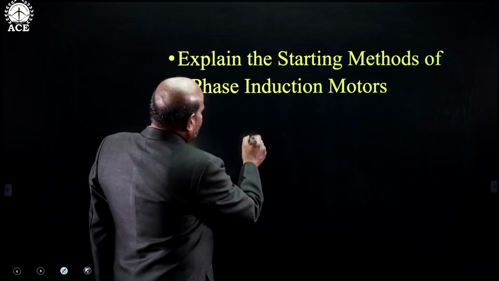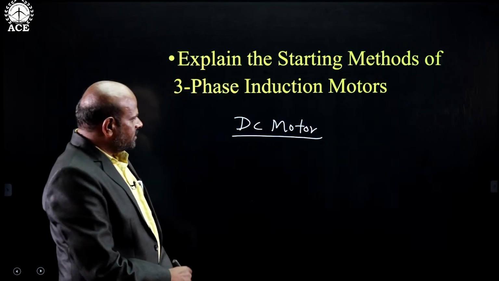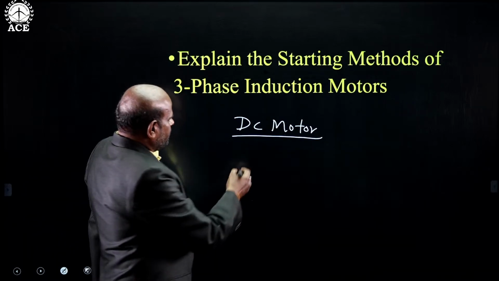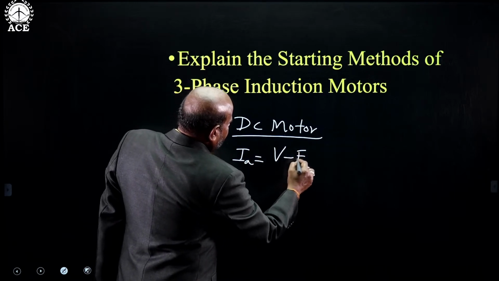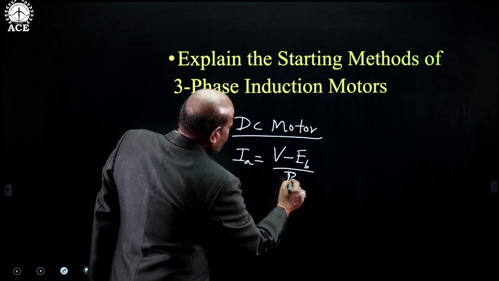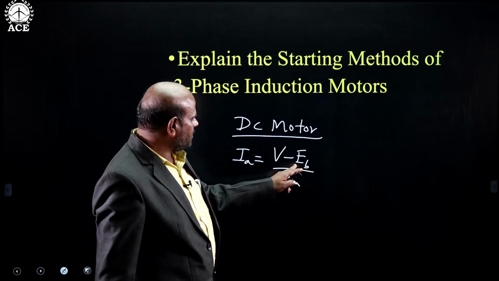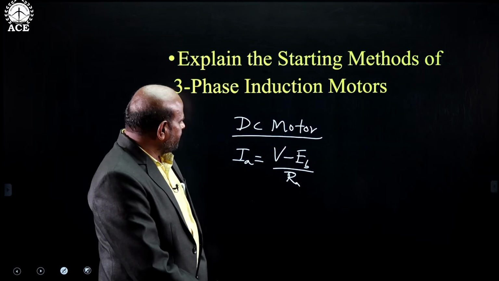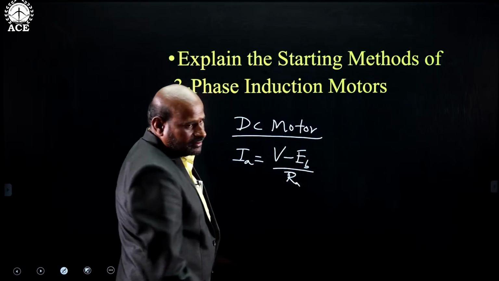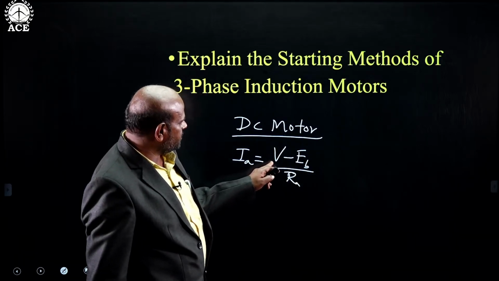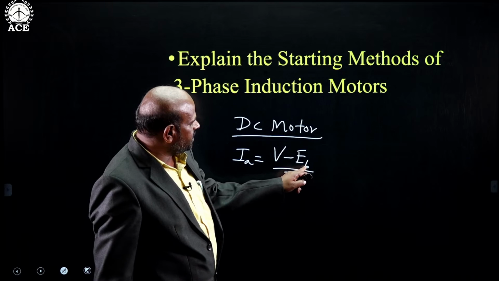Right. If you take DC motors, without starters, how can you start the DC motor? Generally, in a DC motor, the armature current is given by (V minus EB) by RA, where RA is the armature resistance, V is the applied voltage, and EB is the back EMF produced in the rotor. At the time of starting, EB is 0, just as we are about to start the motor and apply the rated voltage.